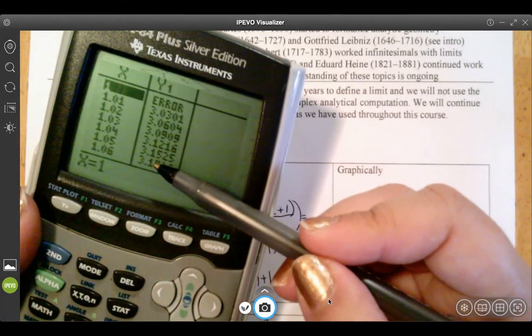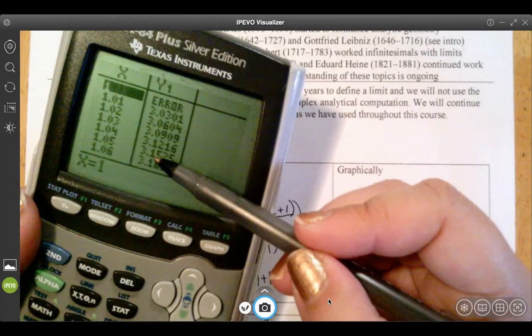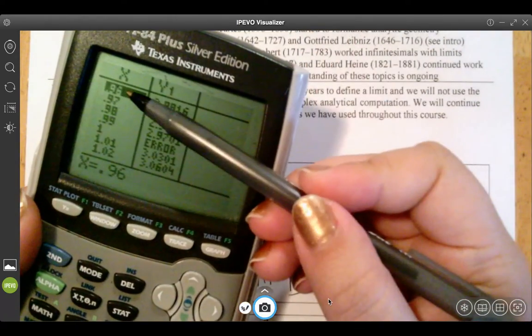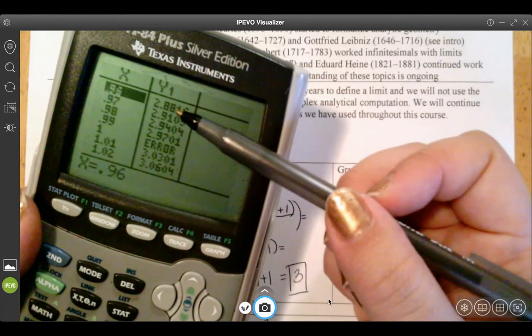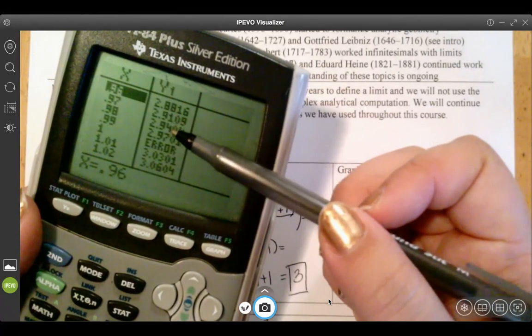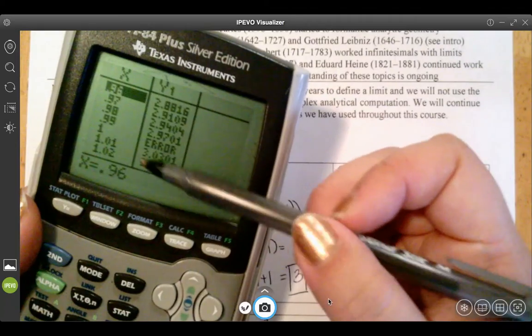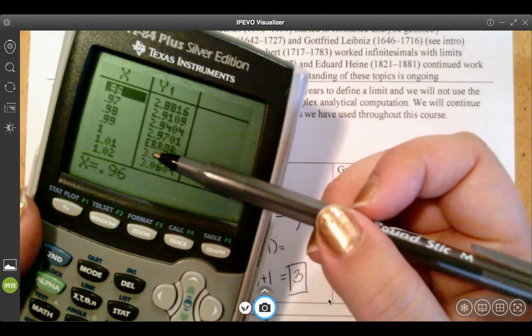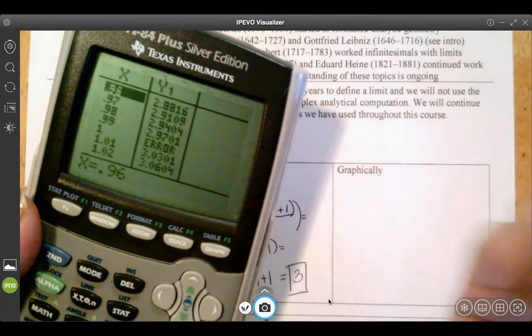So we can see this is more than 3 and it's getting closer and closer to 3. And if we go up, we can see the values that are less than 1 start below 3 and get closer and closer to 3. So we can look at these values and say, what are they approaching? Even though there's not a value when x is 1, they are approaching 3.